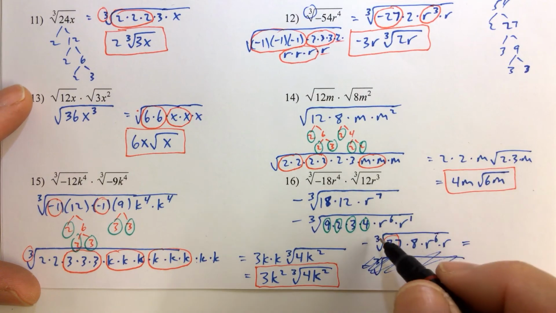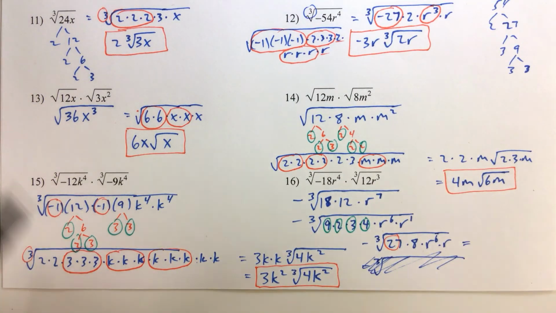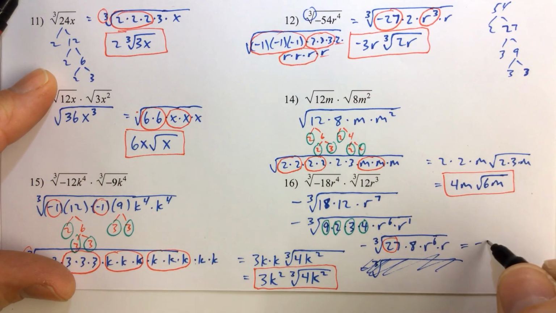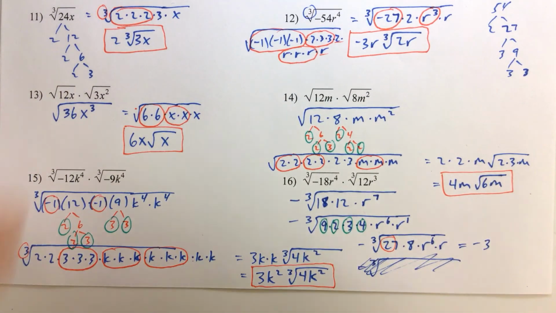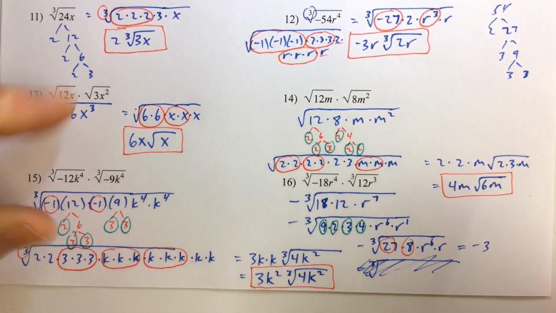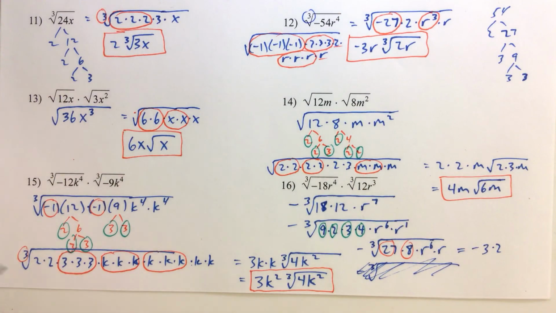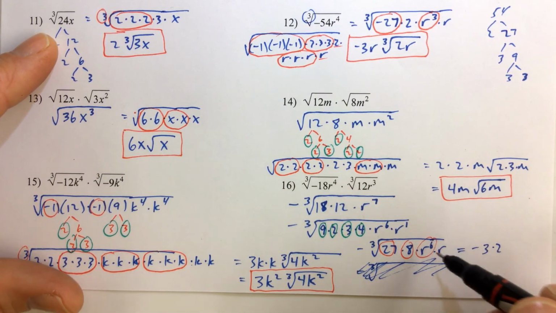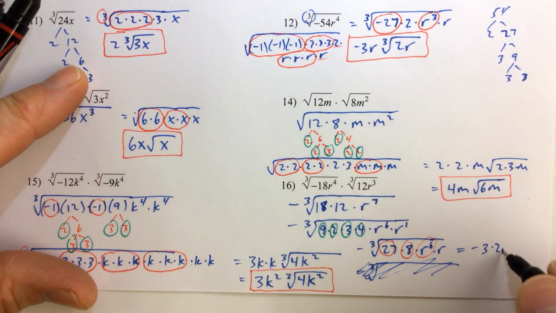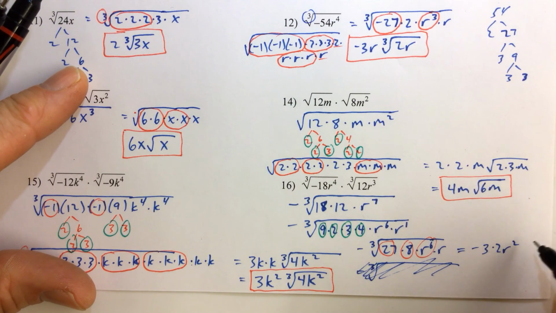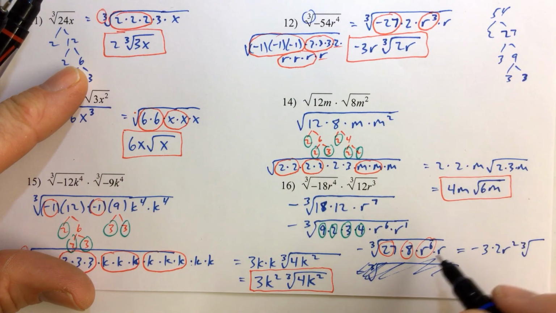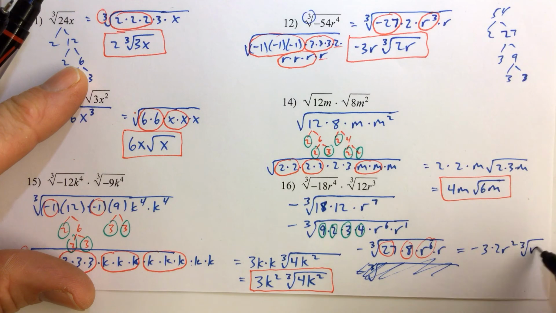So we know that cube root of 27 is 3. So we're going to pull a 3 out. The cube root of 8 is 2. And the cube root of r to the 6th, 6 divided by 3 is 2. So the cube root of r to the 6th is r squared. And then we have only that r still under the cube root symbol.